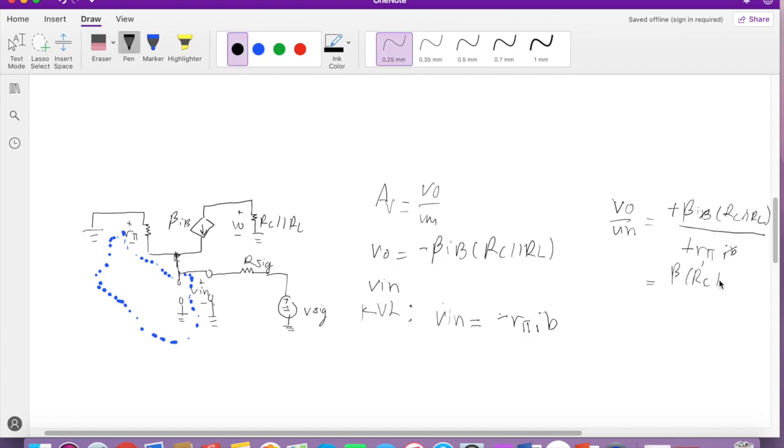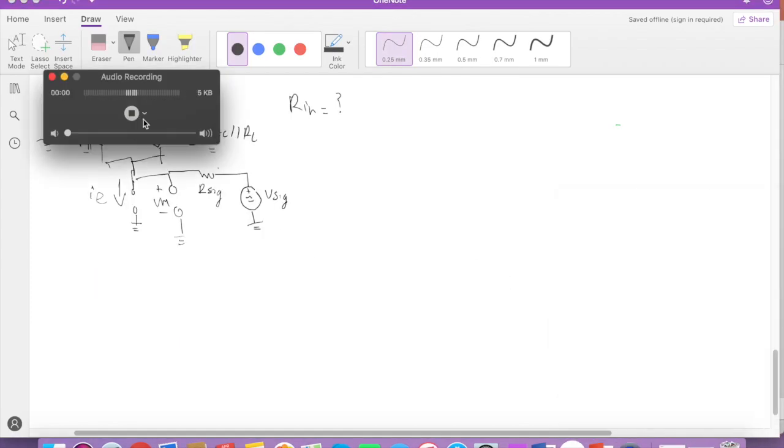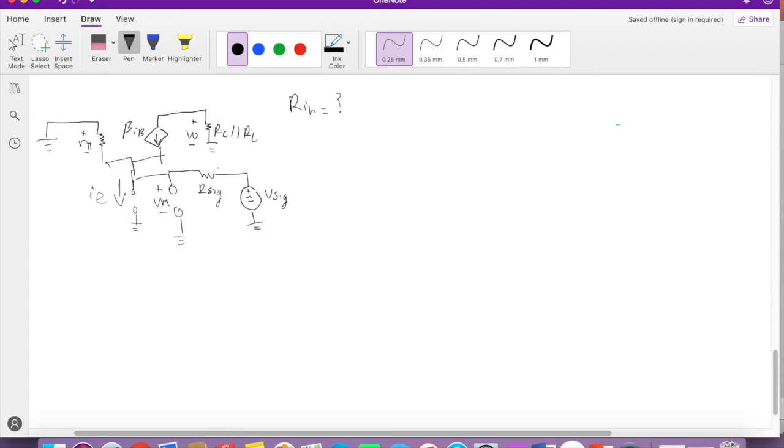Beta RC in parallel with RL over R pi. So this right here is going to be our voltage gain. So for the input resistance, what we're doing is finding the equivalent resistance through the eyes of the voltage in terminal. That means we're finding the equivalent resistance of this circuit here. Alright, so let's go back.